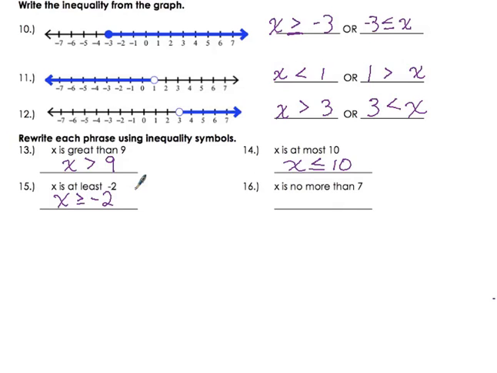X is no more than 7. So I can drop in my x and my 7, and is no more. What does that mean? Well, can it be larger than 7? No. But it can be less than, right? Okay. Can it equal 7? No, it can't even equal 7. So it's just x is less than 7. Great job, guys.